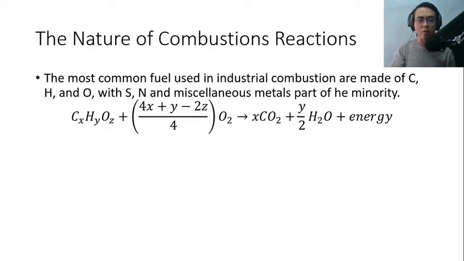So if we have a hypothetical fuel with a chemical formula CxHyOz, you add that with a certain amount of oxygen, and we have here the generalized combustion reaction. You have your fuel plus oxygen yields the oxide of carbon, which is CO2 for a complete reaction, and the oxide of hydrogen, which is water. And of course, we have here the plus energy, which is released in combustion reactions.